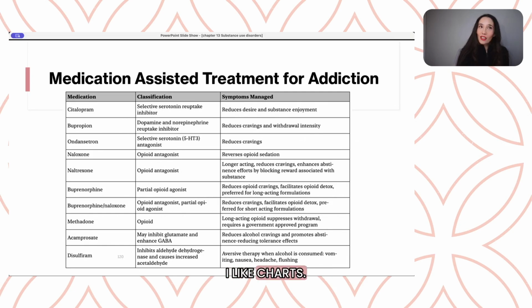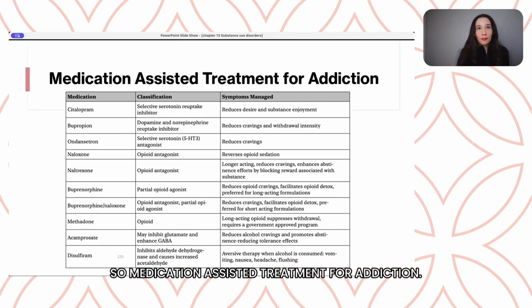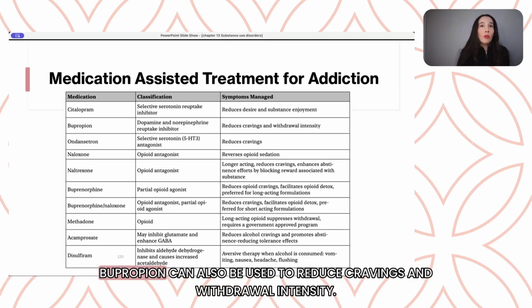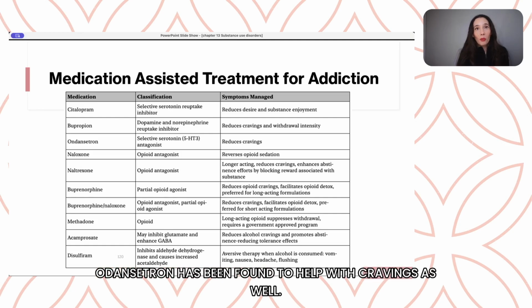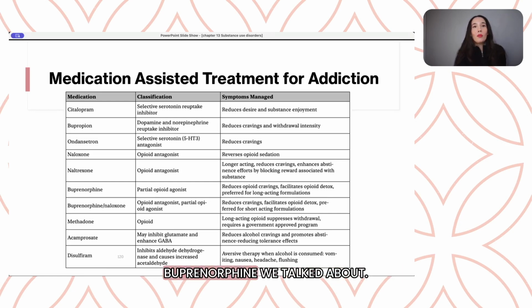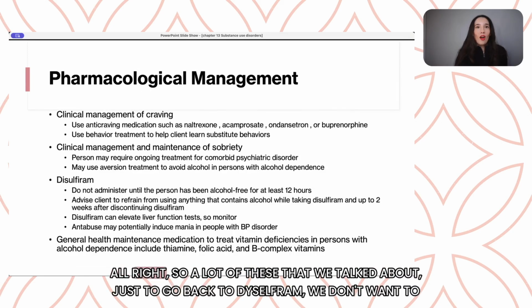This is a nice chart. I like charts. So, medication-assisted treatment for addiction. This is just a chart of some of the options. Citalopram is an SSRI that reduces the desire for substance enjoyment. Bupropion can also be used to reduce cravings and withdrawal intensity. Ondansetron has been found to help with cravings as well. Naltrexone reverses opioid sedation, like naloxone, but naltrexone is longer acting and reduces cravings. Buprenorphine we talked about, methadone we talked about, acamprosate, and we talked about all that. All right, so a lot of these we talked about.